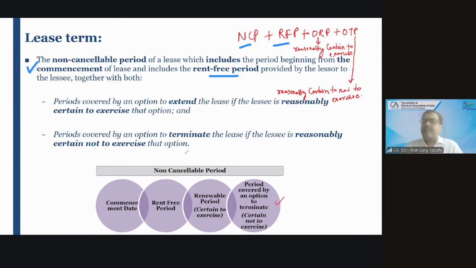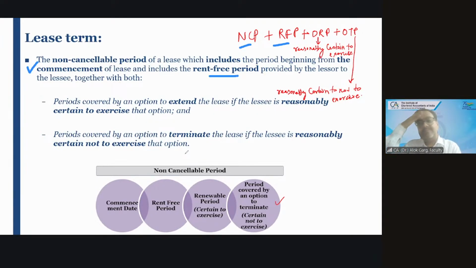Friends, non-cancelable period plus rent-free period plus optional renewal period if the lessee is reasonably certain to exercise the renewal option. For example, 1 year is the rent-free period, 3 years is the non-cancelable period. So total period is 4 years. Now, in the agreement, the lessor also provides the renewal period of 2 years. There is an optional renewal period, right?